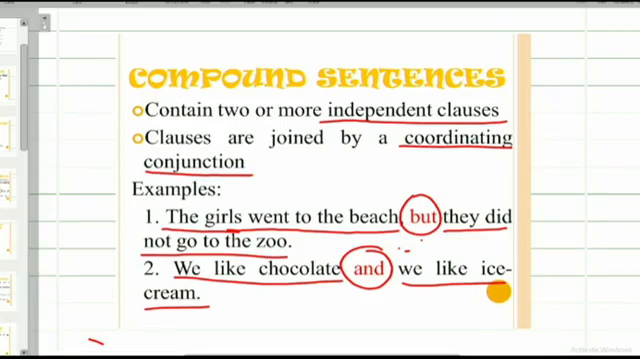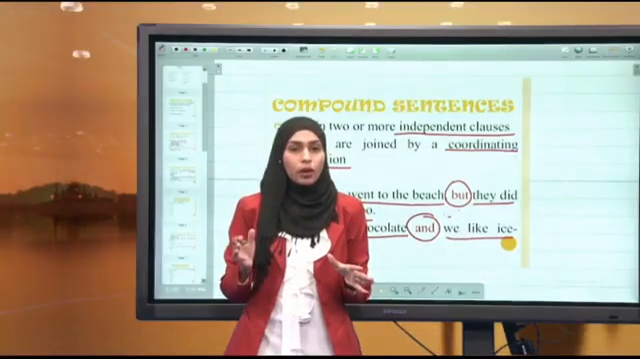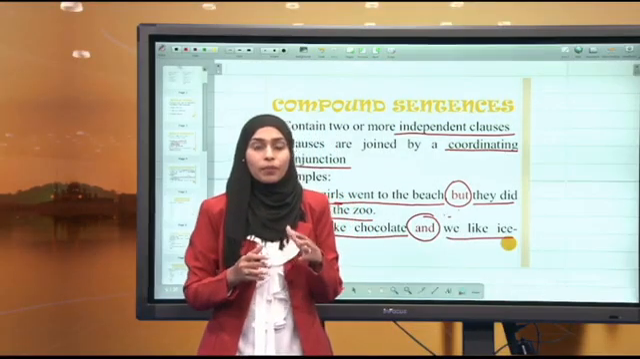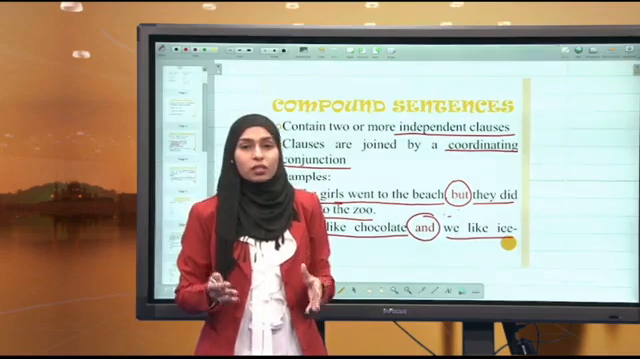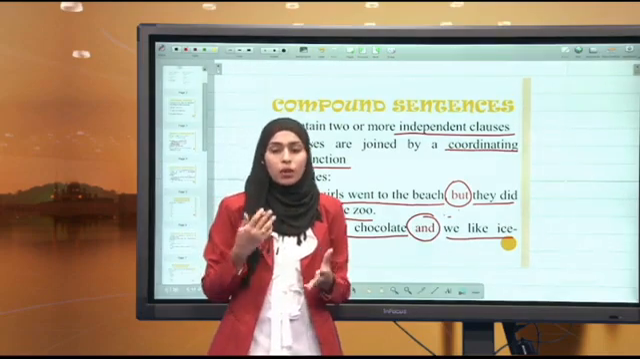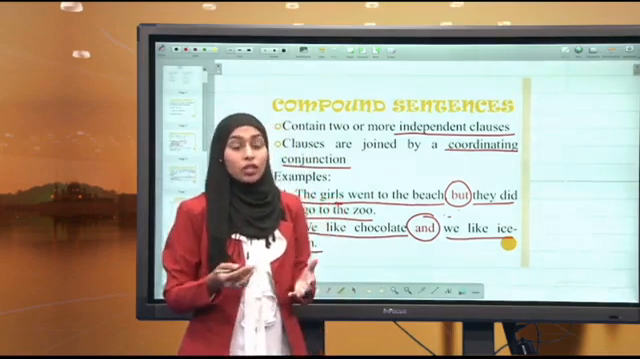Now I wonder how many of you at home or on Facebook or wherever you are looking at us from can tell me some or give me some more coordinating conjunctions. How do you remember what the coordinating conjunctions are? Because there are actually quite a few, right?